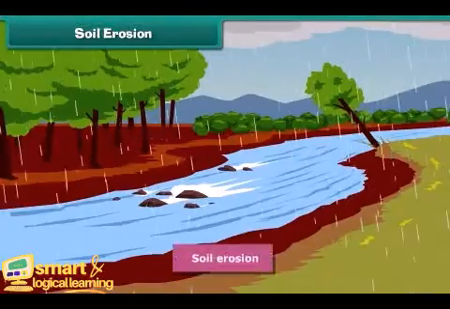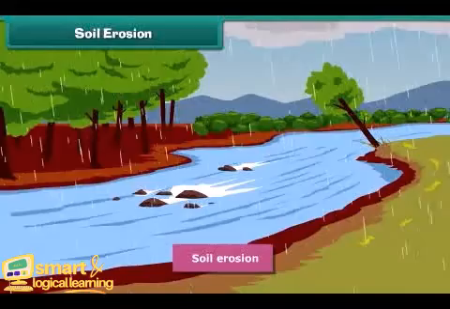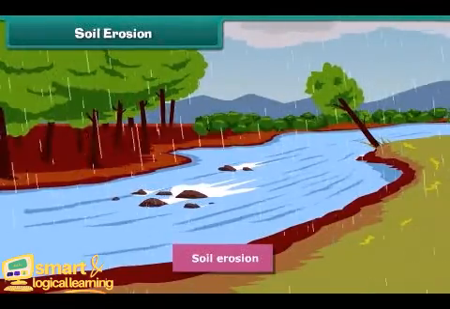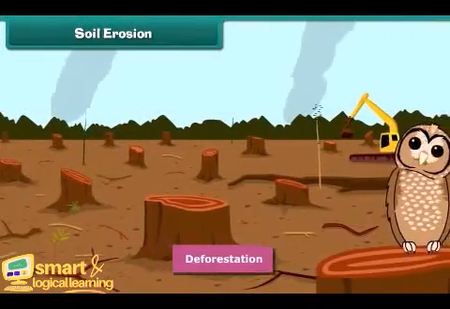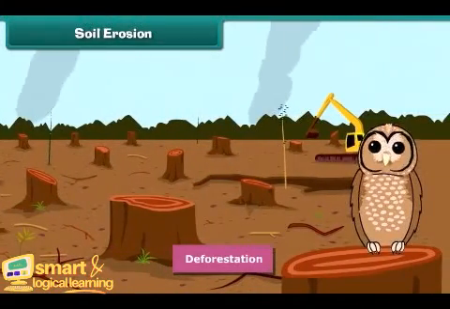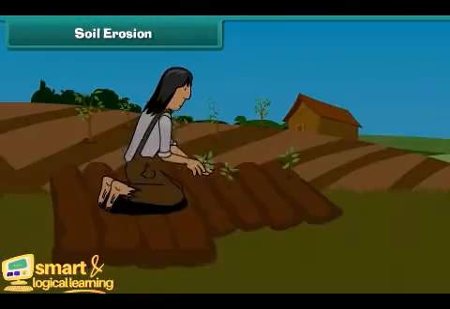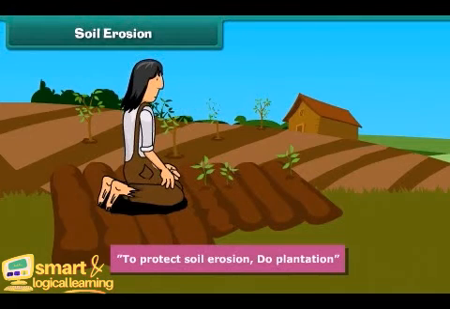Do you know what soil erosion is? Sometimes the soil is carried away by wind and water. This is called soil erosion. You will be surprised to know that cutting of trees also causes soil erosion. Soil erosion makes soil infertile. We can prevent soil erosion by planting more and more trees.